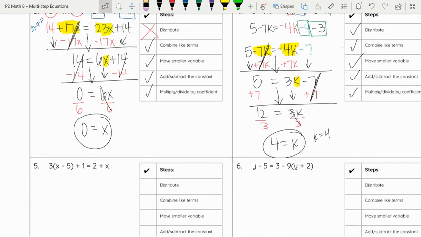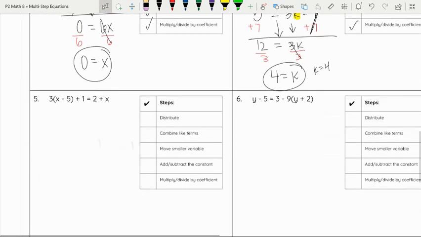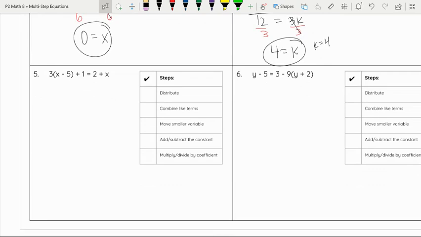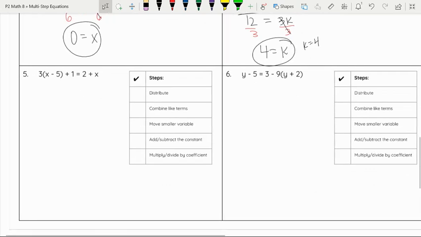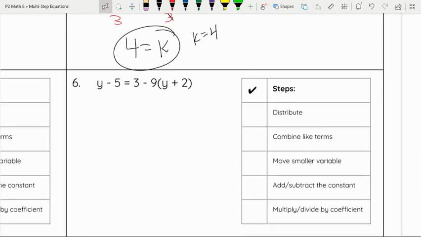Okay. I'm going to have you guys complete question 5 on your own, and I will check that one on Monday. Let's look at number 6. Number 6, we have y minus 5 equals 3 minus 9, parentheses y plus 2.